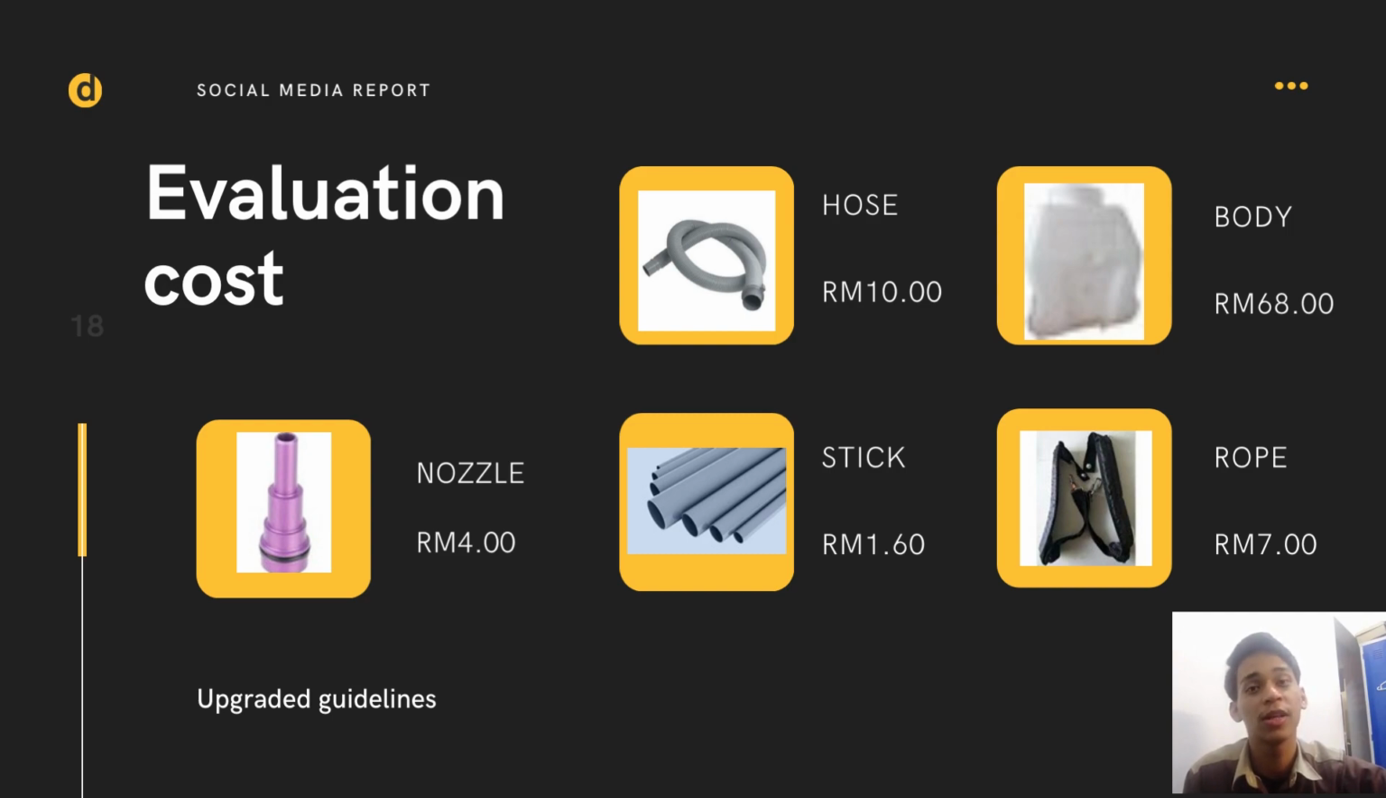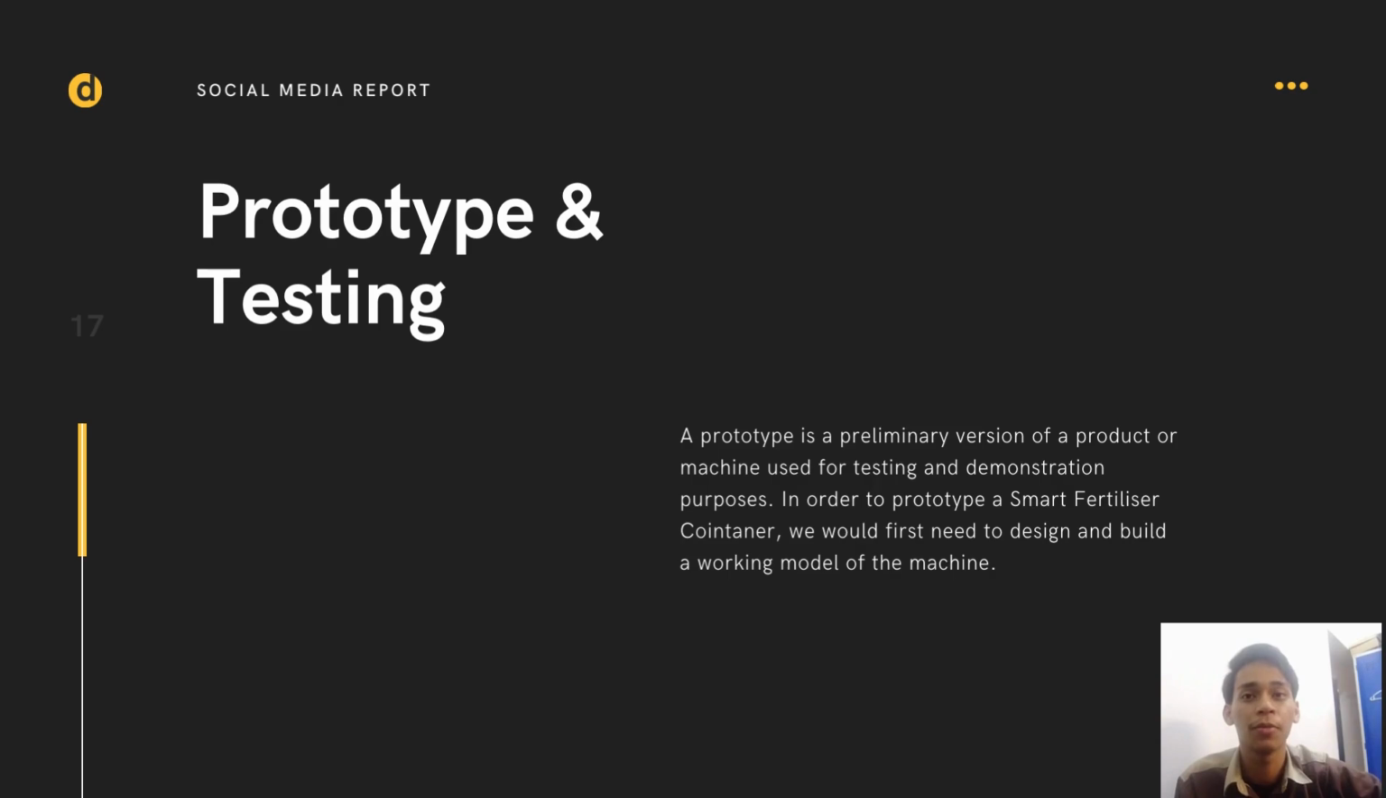The evaluation cost. The first part is the body. It costs 98 ringgit. The rope costs 7 ringgit. The hose costs 10 ringgit. The stick costs 1 ringgit and 60 cents. The nozzle we estimate costs 4 ringgit.